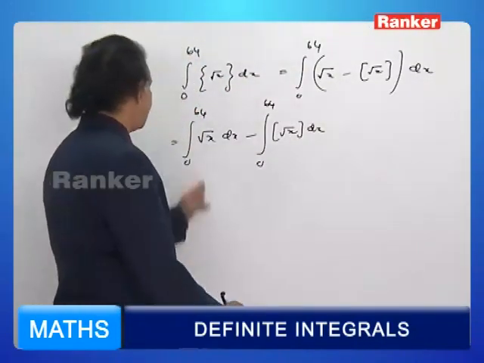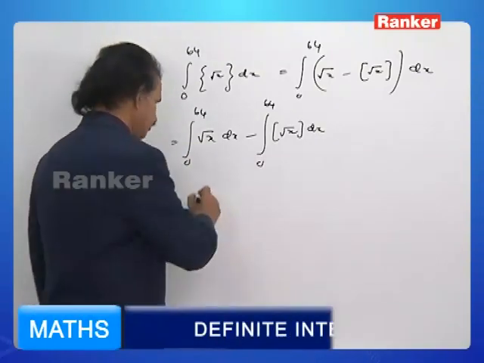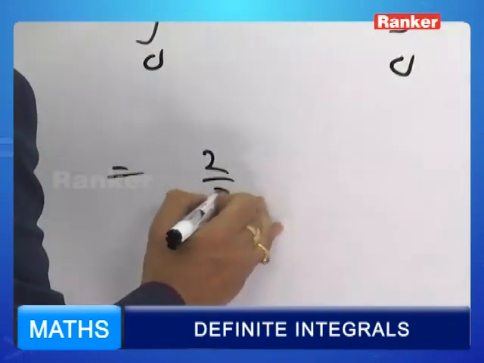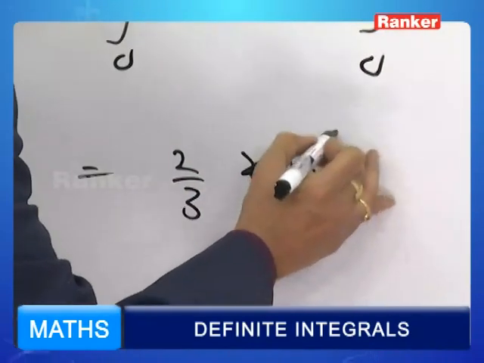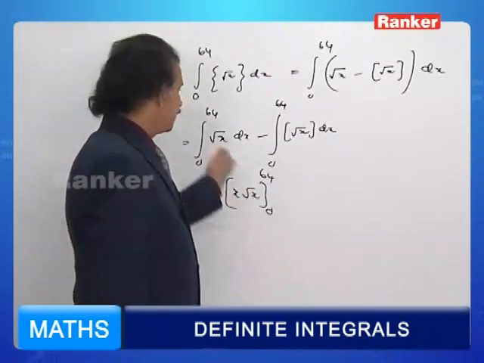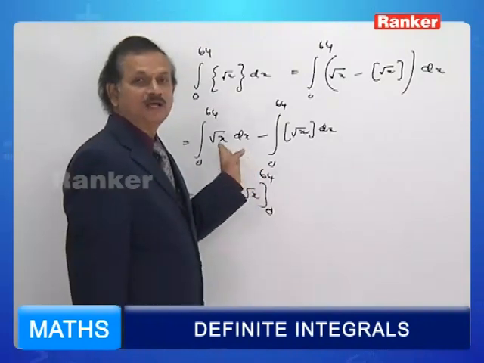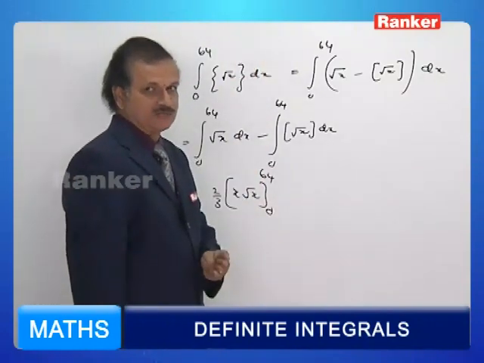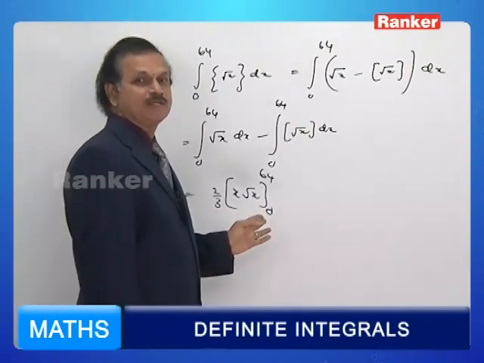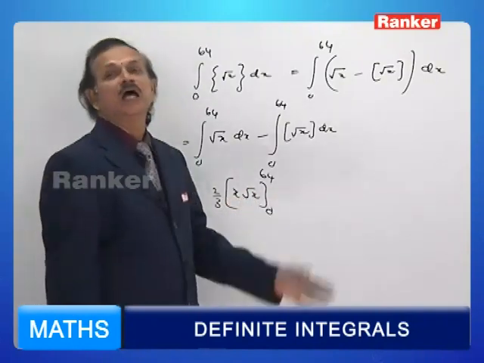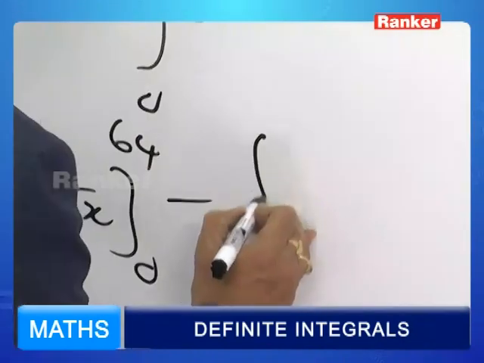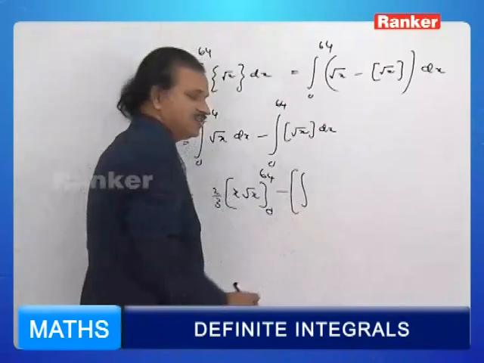Okay. What is the integral of root x? It is 2/3 into x root x between the limits 0 to 64. Am I correct? Root x means x power 1/2, plus 1, divided by 1/2 plus 1. Half plus 1 is 3/2. If it comes to the numerator, it becomes 2/3. 2/3 into x power (1/2 + 1), which is x power 1/2 into x power 1, that is x root x, between 0 and 64. Well done, my dear. This is the right time to split this integral.